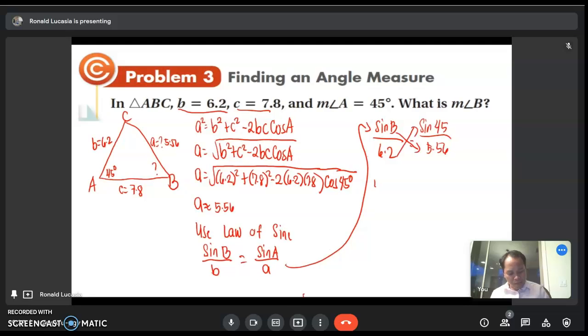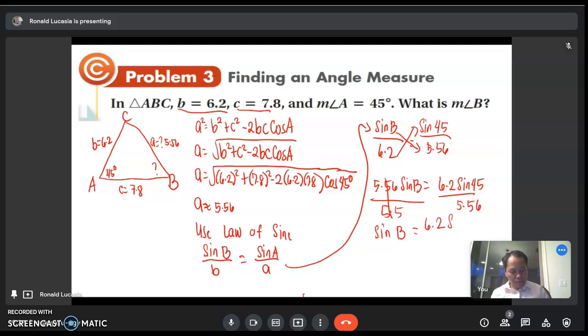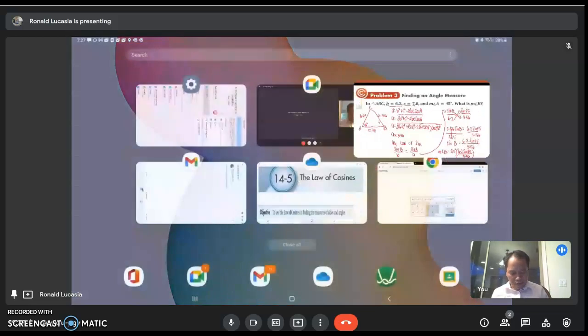Just cross multiply. That will give us 5.56 sine B is equal to 6.2 sine 45 degrees. Divide both sides by 5.56. So we have sine B is 6.2 multiplied by sine 45 degrees over 5.56. So we can have now the measure of angle B is equal to the inverse of sine of 6.2 sine 45 degrees over 5.56. So let's use our Desmos scientific calculator.